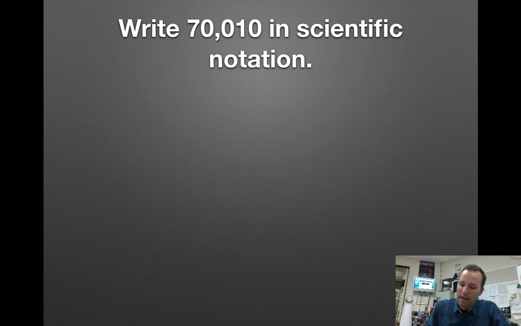Let's write 70,010 in scientific notation. Right now, the decimal point is right here at the end, okay? We need to move the decimal point so that our number, our coefficient, remember, is between 1 and 10. If we move it here, we now have the number 7,001, 700.1, 70.01, still not between 1 and 10, 7.001, that is a number between 1 and 10.